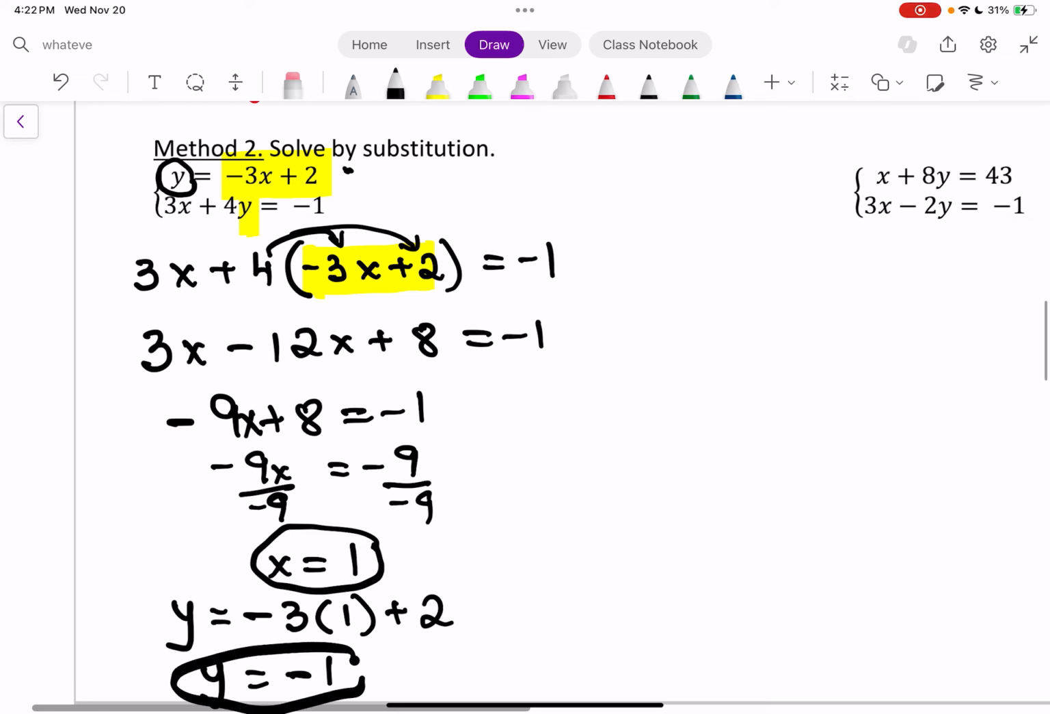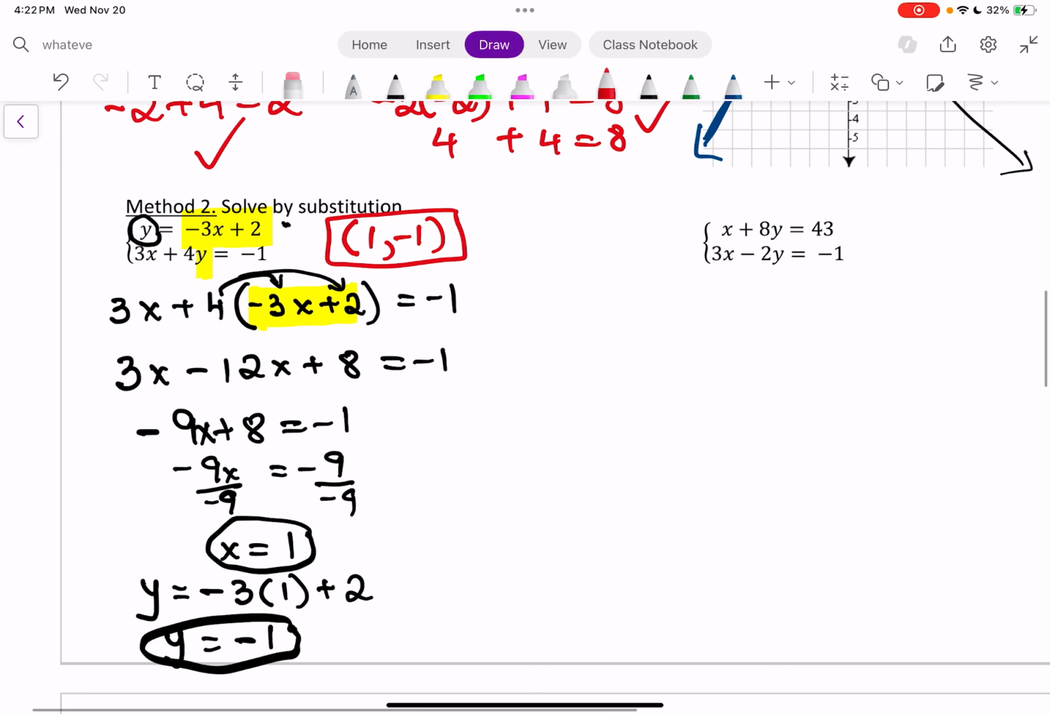Now also do not leave the answer as it is, because our solutions are ordered pairs. In other words, if you were to have graphed both these lines, that's where the lines would have met. So we always want to write our solutions as ordered pairs.